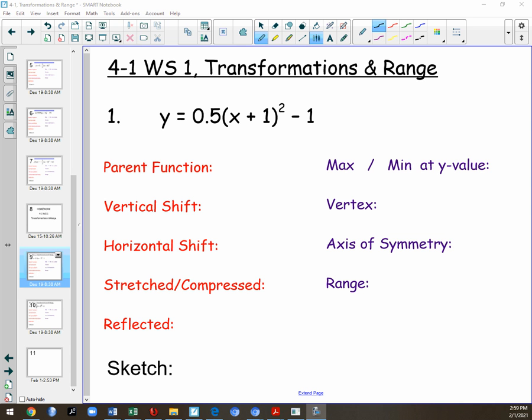Okay, 4.1 worksheet 1, transformation and range. So the very first thing we're going to do is identify the parent function. The parent function in this case is going to be x squared, meaning we know it's going to look like a U with a minimum or a mountain with a maximum.